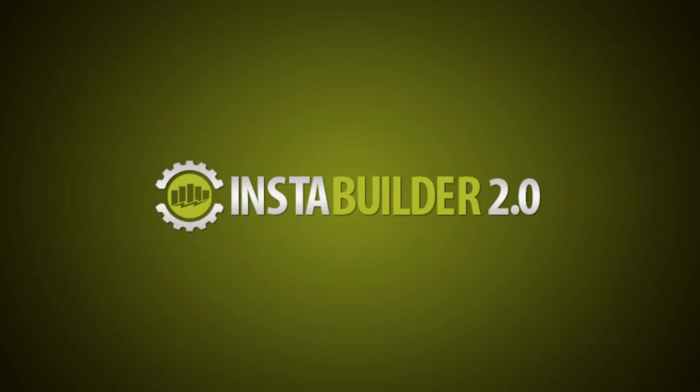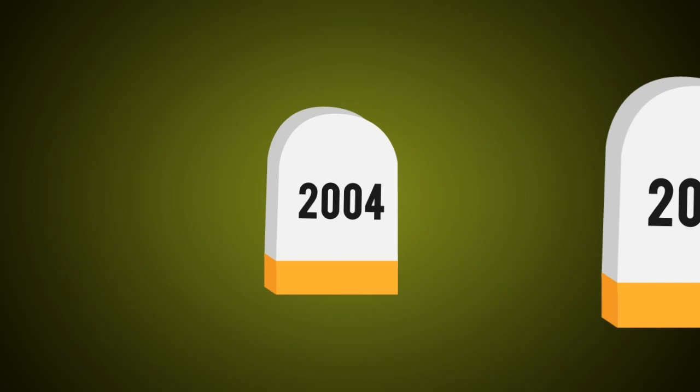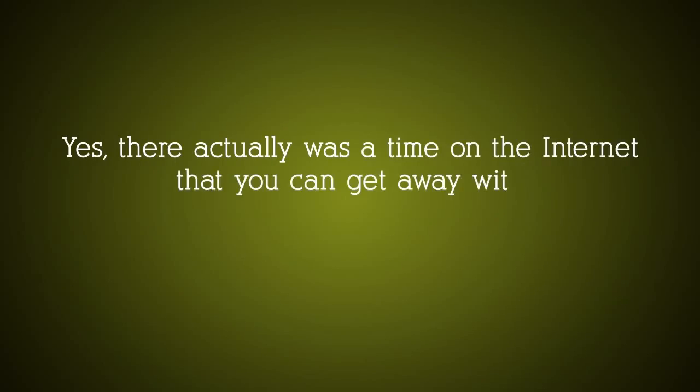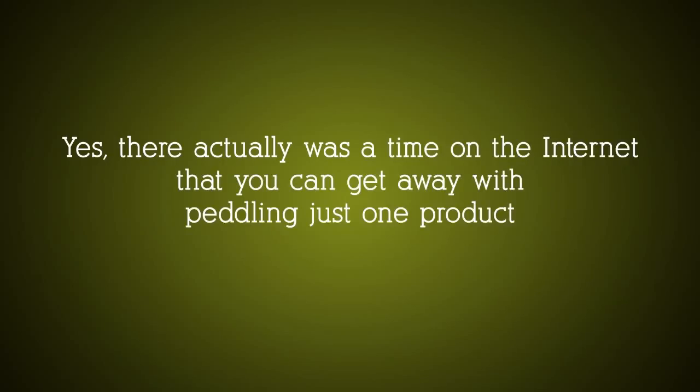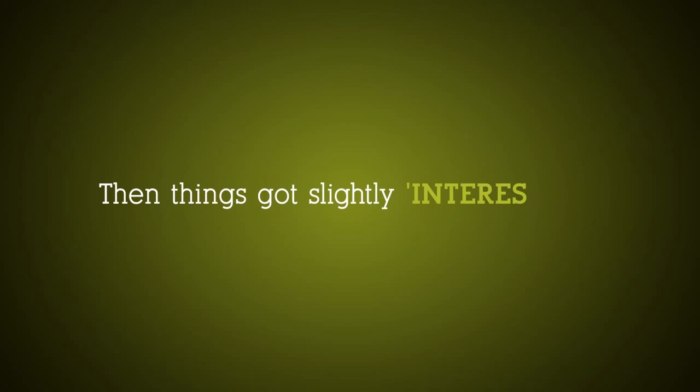In order for you to understand how powerful Instabuilder 2.0 is, first let's rewind a little and see how internet marketing was done 10 years ago. In the early 2000s, to make money online, all you had to do is set up a simple sales page and a thank you page, and voila, you're done. Yes, there actually was a time on the internet that you could get away with peddling just one product and make good profit. But then things got slightly interesting.